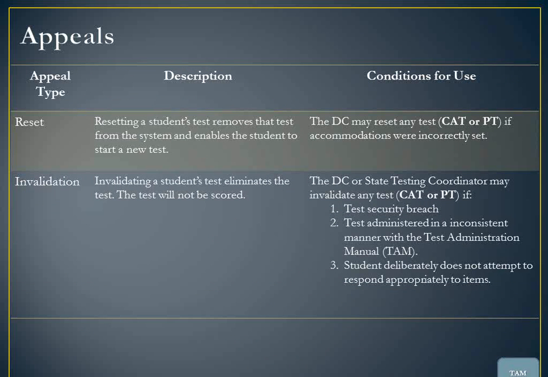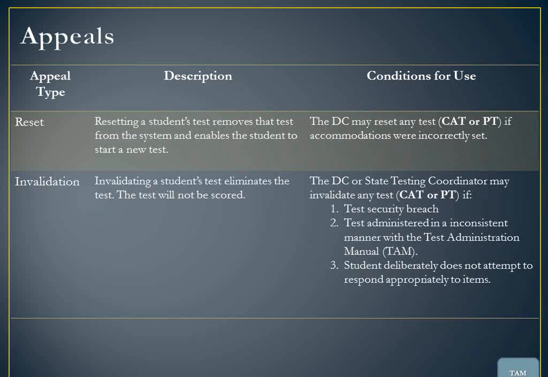Next, we have appeals, and there are 4 types of appeals that are in the system. And so we have reset. Basically, this would allow a student's test to be removed from the system, and then we can reset the system to a new test. There are circumstances that will come up where this action may need to be done, and so once again, we'll just work with you as needed.